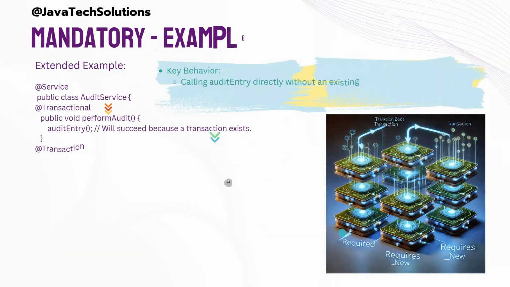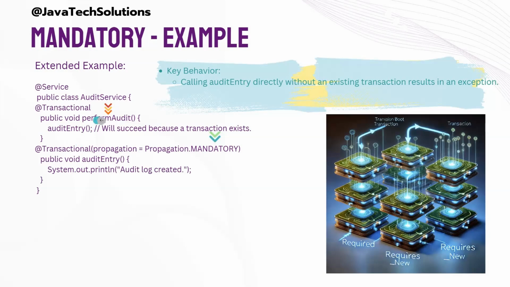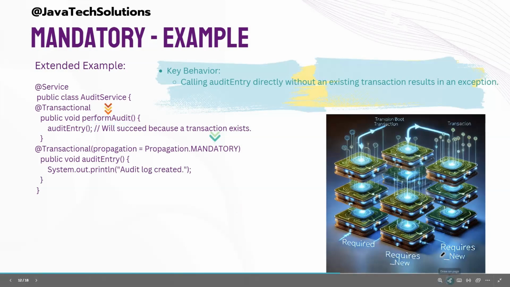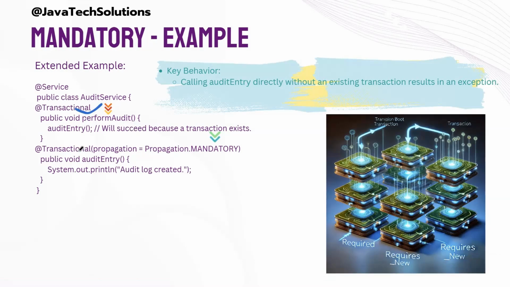Now if we talk about this example, here you see this performAudit. Here again it's a transaction, that means the default is REQUIRED, and here it's MANDATORY. So if we call this particular method from outside, from any non-transactional class, then it will throw that exception. Calling this audit entry directly without an existing transaction will throw the exception. But as we are calling this from over here, it will continue and will not throw any exception. Okay, so this is for MANDATORY.